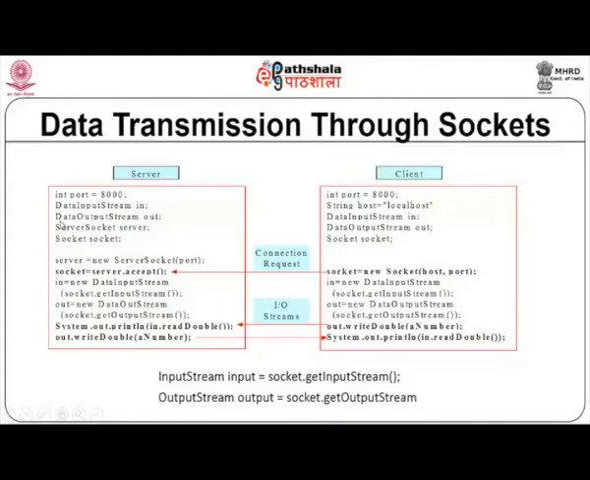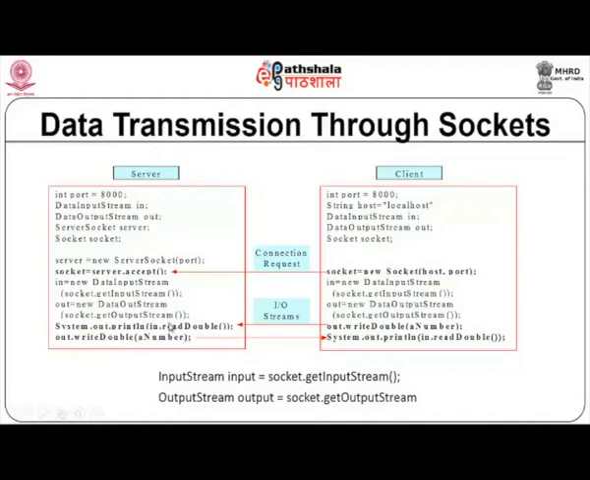Here we have a server program. Here we have created the server socket and called the server socket object's accept method, which returns a socket object, and we create the input stream and the output stream, and we try to read the information that is sent from the client. So, we use a method called readDouble. writeDouble is a method used by the client to write a double value to the server.